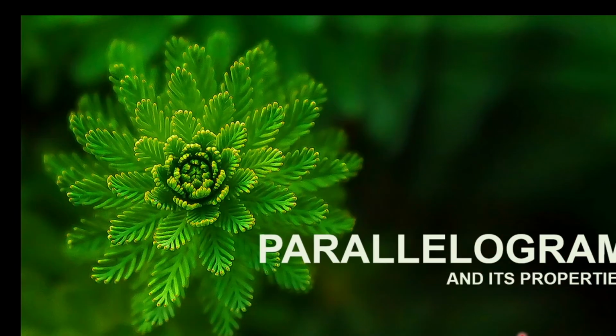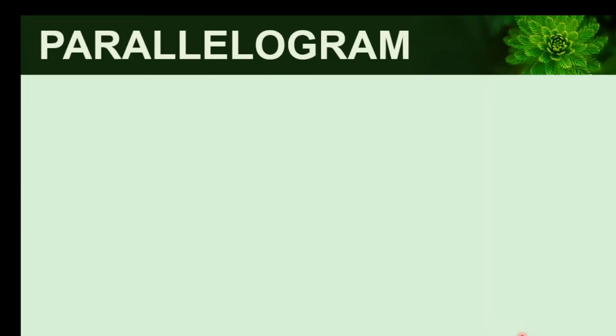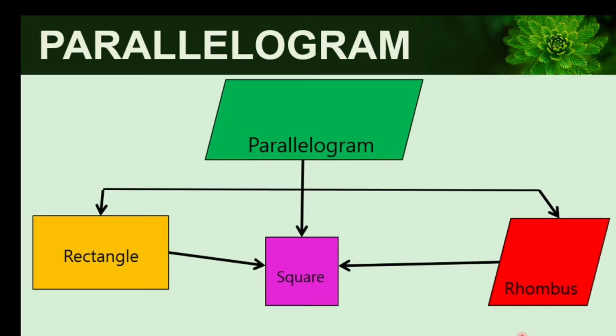Okay, learners, in this video, we are going to learn about parallelogram and its properties. In our previous lesson, we identified the different kinds of quadrilateral, and one of those kinds of quadrilateral is a parallelogram. A parallelogram is a quadrilateral having two pairs of opposite sides which are both parallel and congruent.